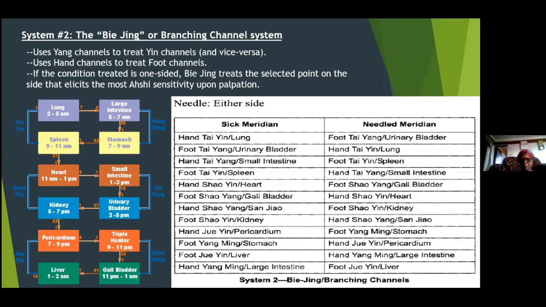If there is a pain in San Jiao, you will balance kidney. If there is a pain in kidney, you will balance pericardium. San Jiao. If there is a pain in pericardium, you will balance stomach. Stomach balances pericardium. Liver balances large intestine. Large intestine balances liver. Am I clear? Yes, sir.